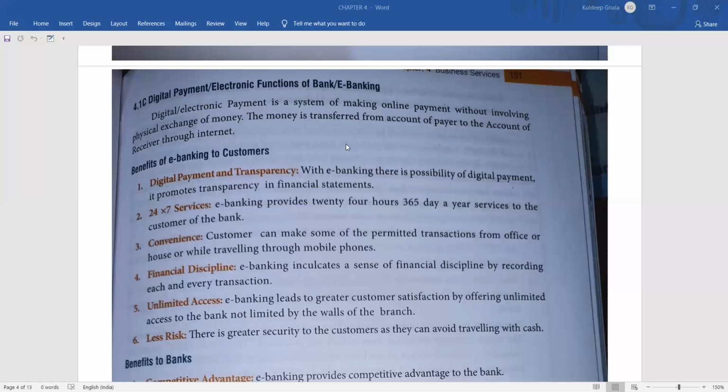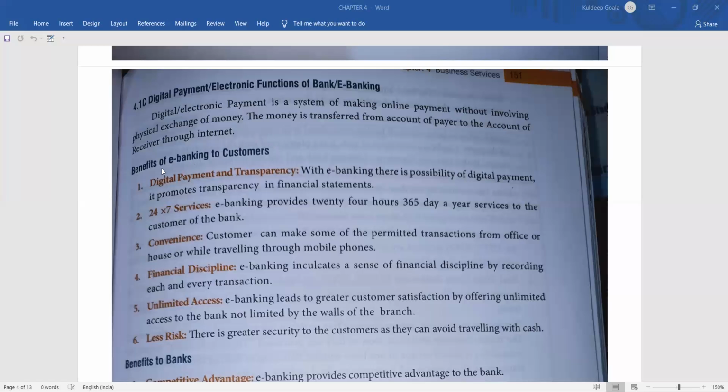Okay, so under that you can get digital payment, digital receipt also, and there are many other facilities like making investments, doing insurance. There are many benefits. So that is the concept of e-banking.